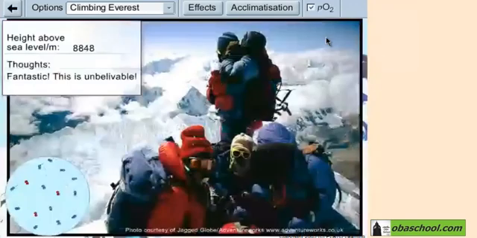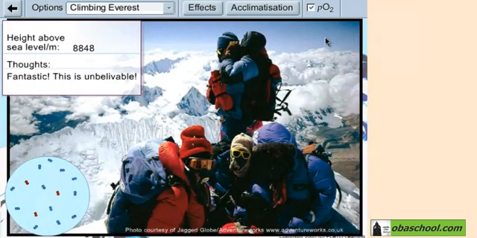And the peak is at 8,848 meters above sea level. This is the lowest possible partial pressure of oxygen, and they have climbed Mount Everest. So these are the effects of the decrease in partial pressure of oxygen on the human body.